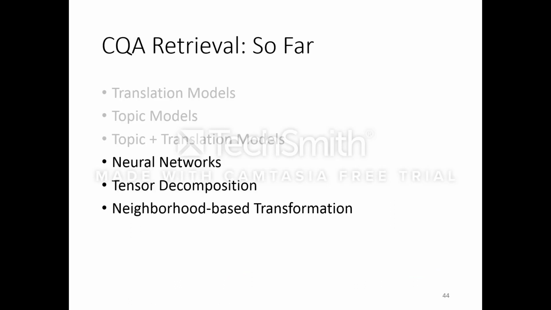We have covered translation models, we have covered topic models, we have covered one method which uses topic and translation models together. So now we will look at neural networks. And before getting into the neural network based method for doing CQA retrieval, we'll need to introduce some basic neural network architectures, which might be useful going forward. And then we'll look at tensor decomposition and neighborhood based transformation.